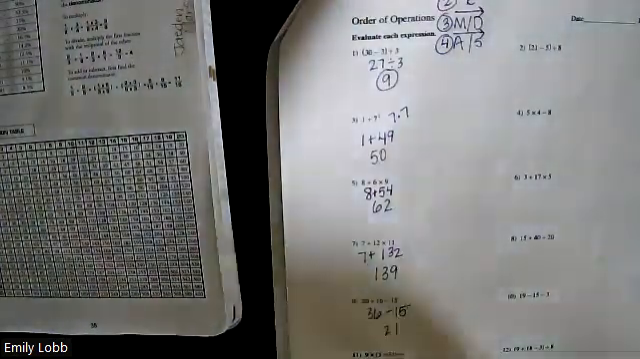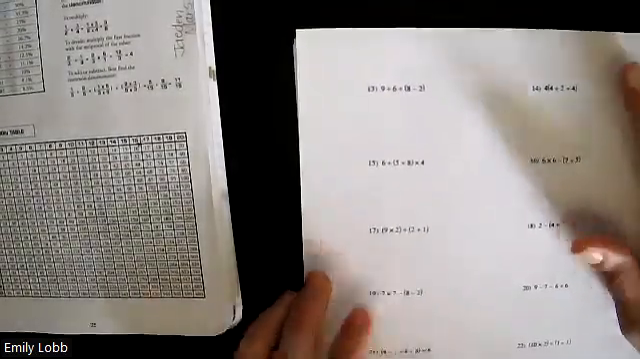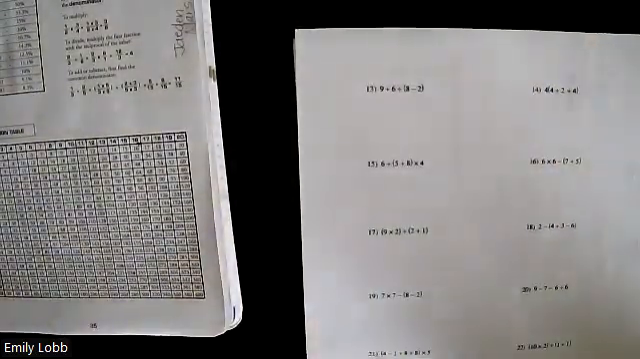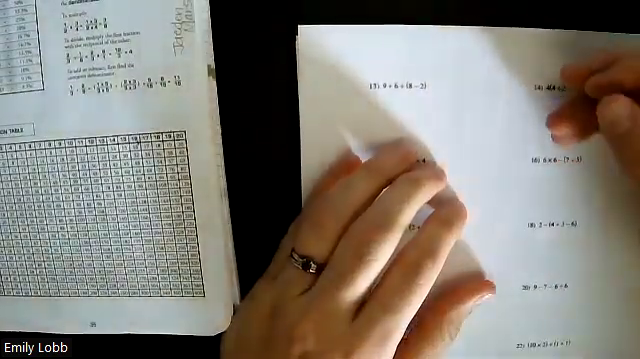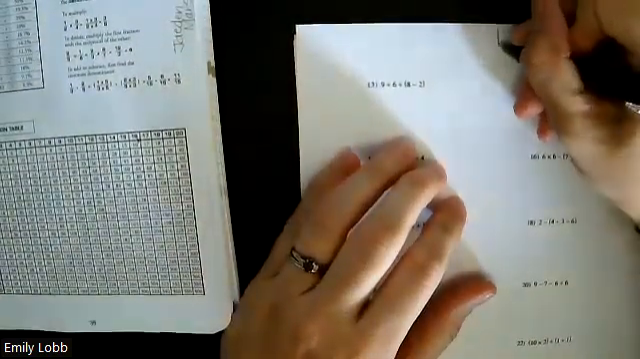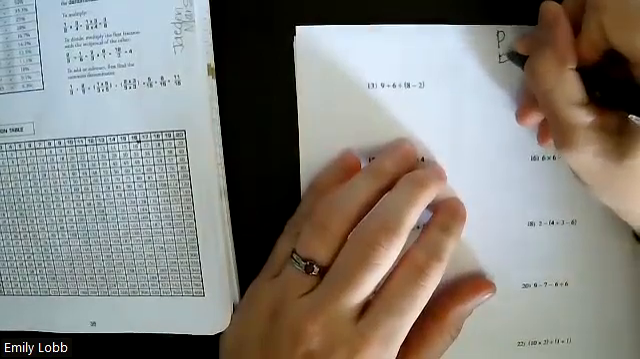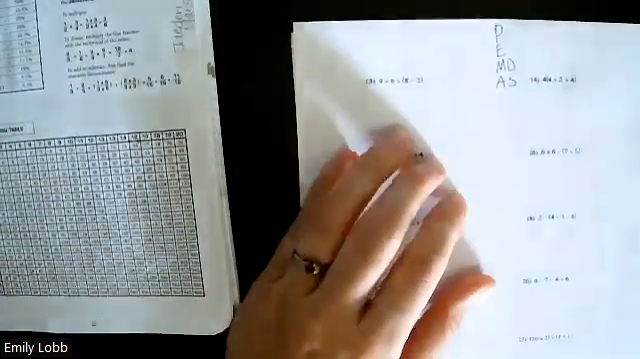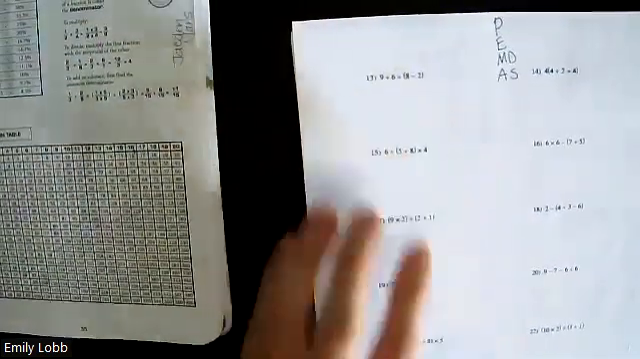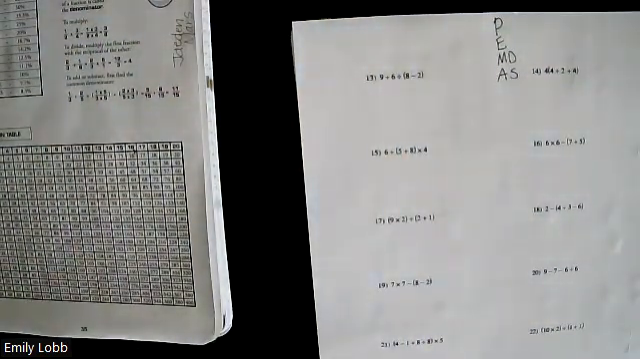All right. So let's turn to page 7 and practice a little bit more. Remember our order. Please Excuse My Dear Aunt Sally. We do have parentheses here. What's 8 minus 2? 6.